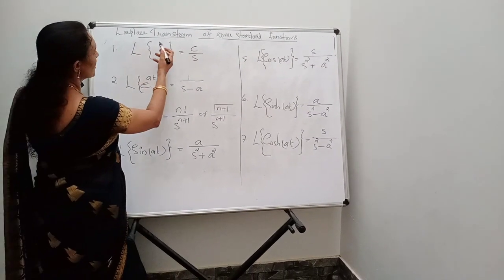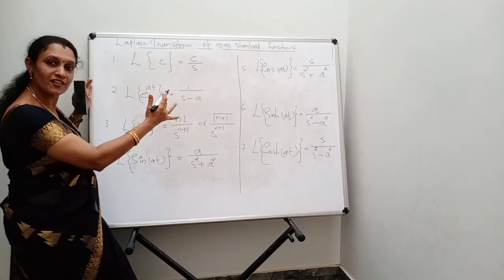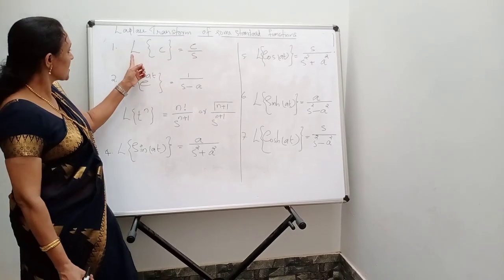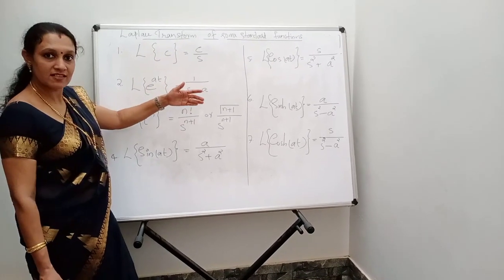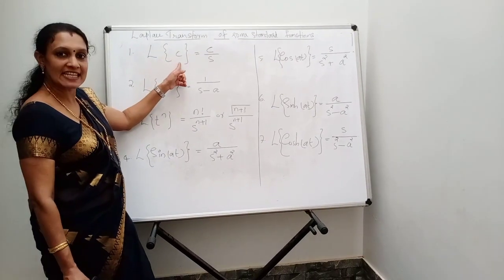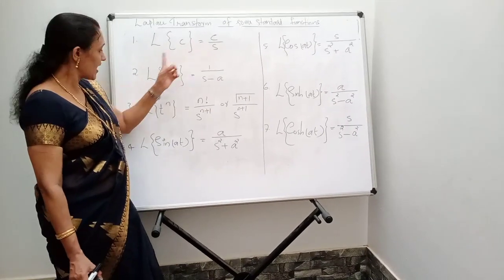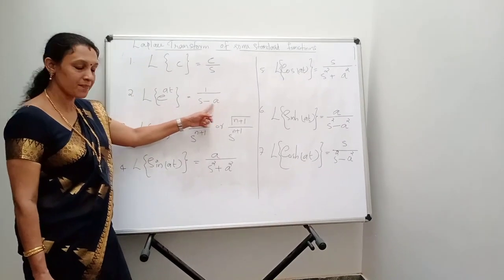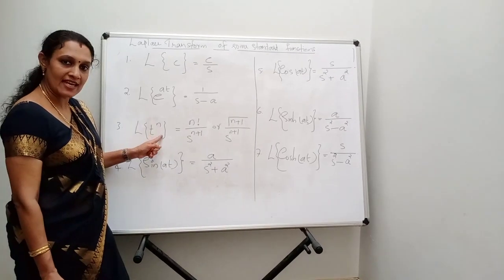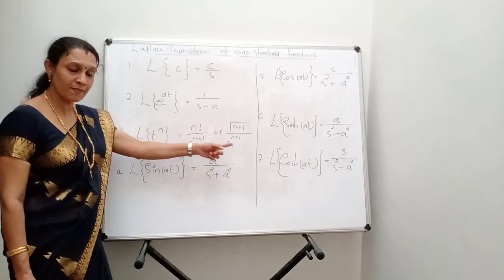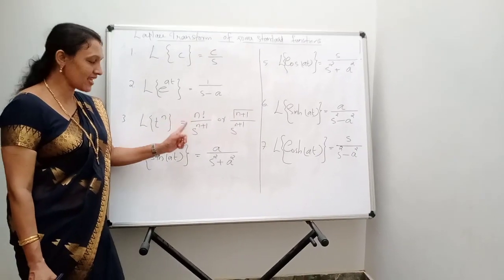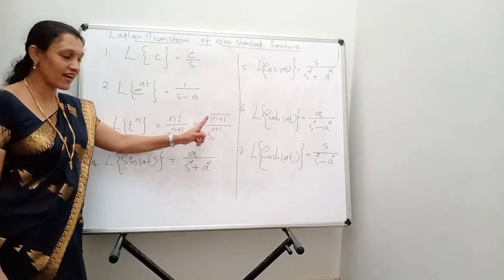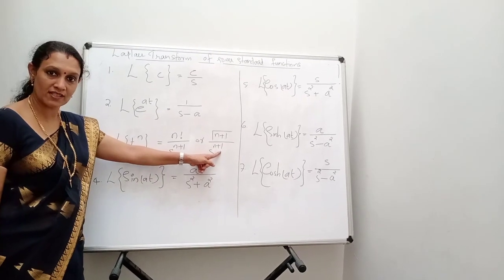Now I'm writing all these 7 equations. Let us just go through the 7 equations. See, we have derived all the results. The first one, L of c, it is c by s. L of e raised to at, it is 1 by s minus a. L of t raised to n, we have 2 definitions. The first one is n factorial by s raised to n plus 1, or gamma n plus 1 divided by s raised to n plus 1.